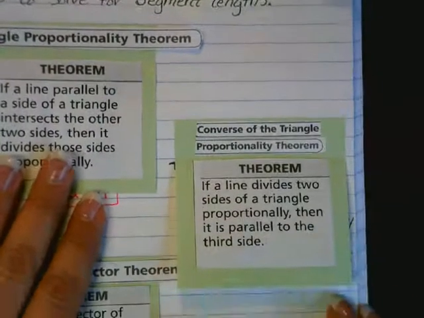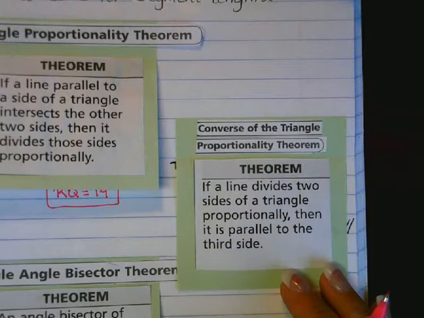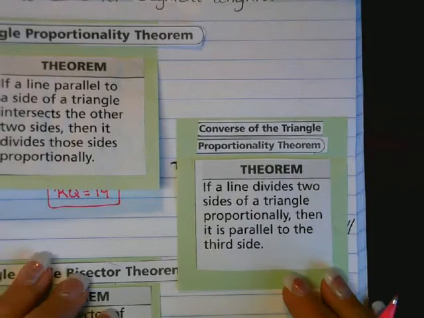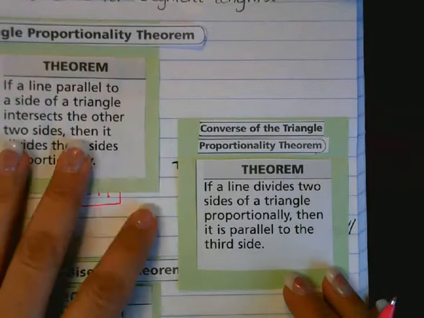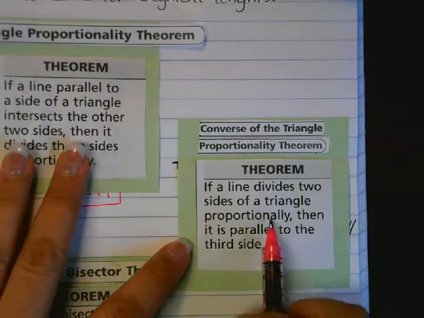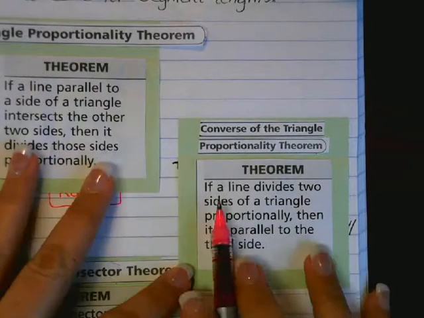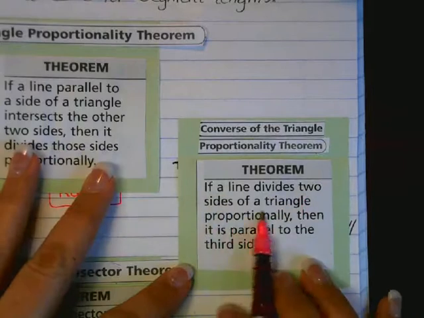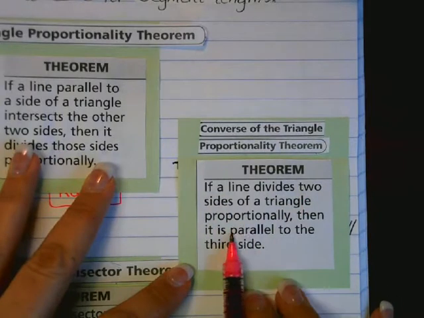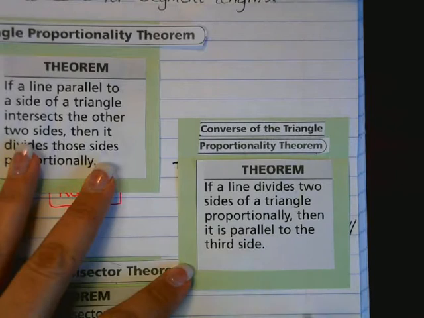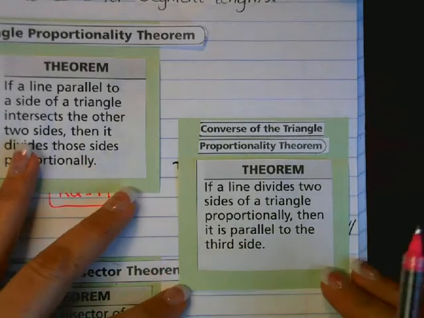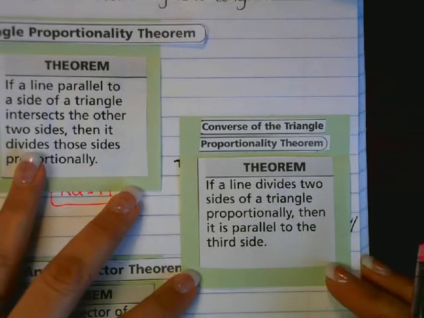Okay, let's move on to the next theorem we have. This one is called the converse of the triangle proportionality theorem. This is the converse of what you just learned. It says if a line divides two sides of a triangle proportionally, then we know it to be parallel.